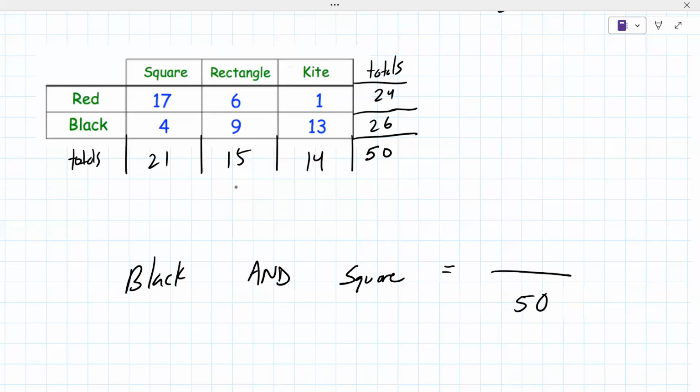Nope. Oh my gosh. Okay. 26. Nope. How many are black and square? They've got to both be true. Oh my gosh. 4. Four. Okay. I was looking at the rectangle spot somehow. Okay. And you can reduce this later if you want.